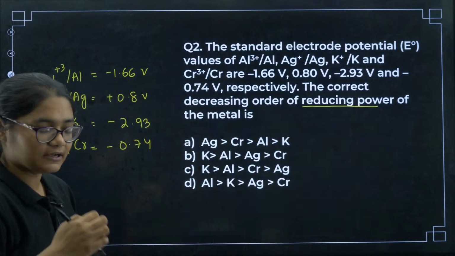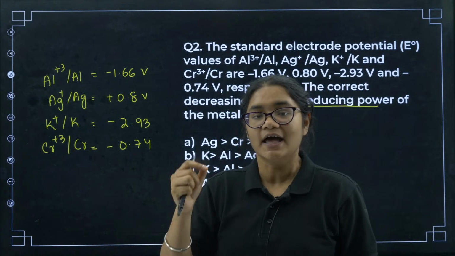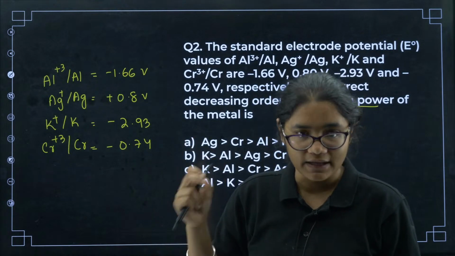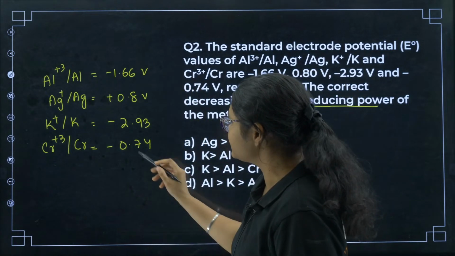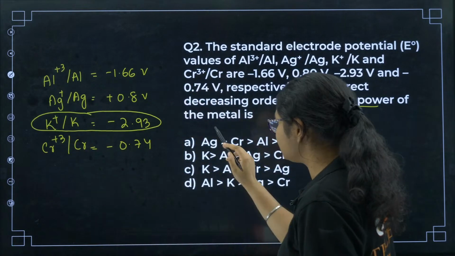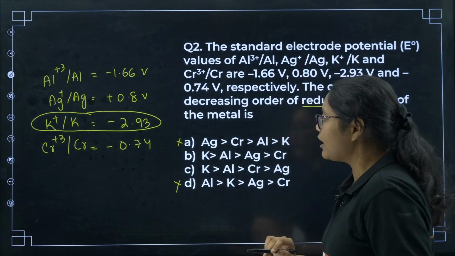Reducing power means it will reduce others, itself it will undergo oxidation. Oxidation potential should be maximum. That means reduction potential should be least. So whose reduction potential is least? You can see potassium here, right? So K+ has to be at the starting. So we can eliminate these two options.